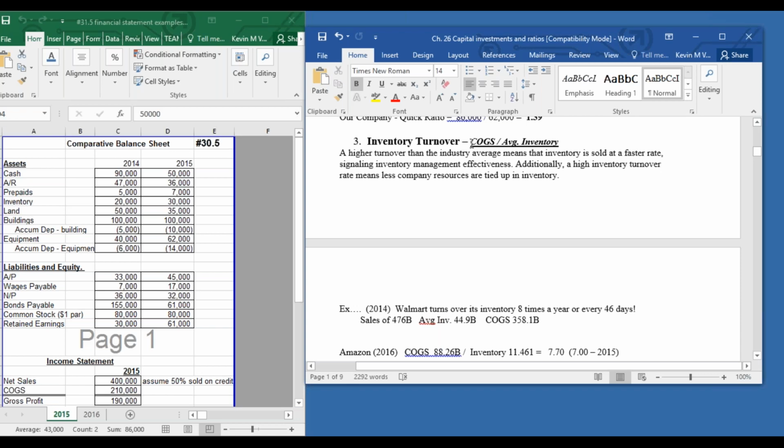And how we do that: take our cost of goods sold, how much are you selling in a year, divided by how much do you have on hand on average. So a real easy formula. Here, how I got this number of 8 times for Walmart, I simply took the 358 billion in cost of goods sold, divided it by what I calculated their average inventory to be, 44.9 billion. When you do that simple division, you're going to get a little bit over 8.